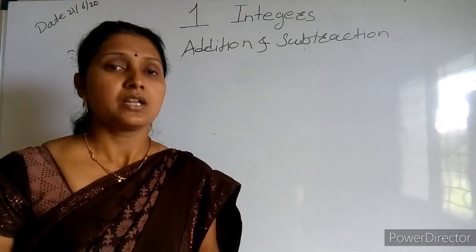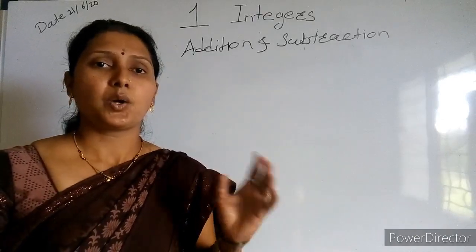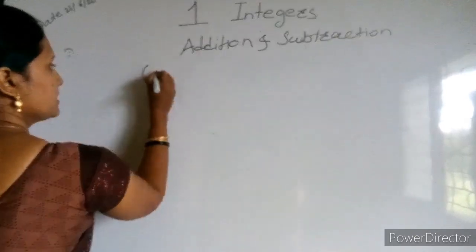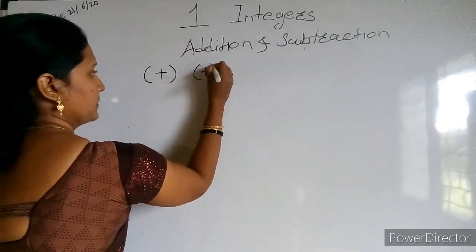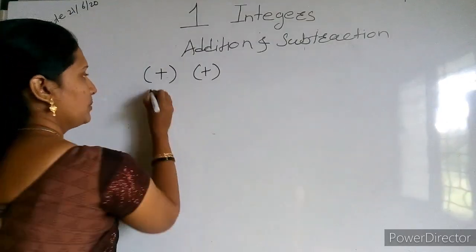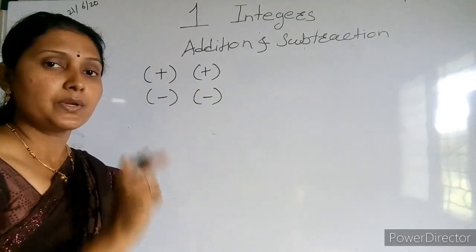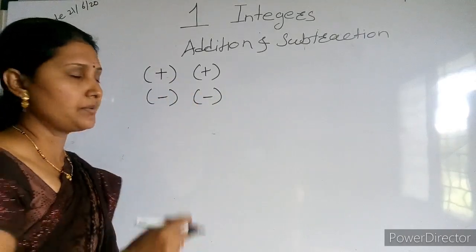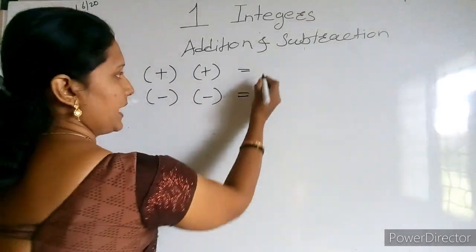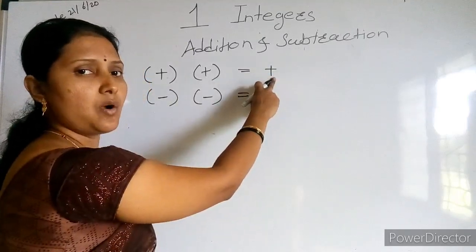Suppose the two integers are of the same type, meaning both are positive or both are negative. In that case, what do we have to do? We always do addition and give the respective sign, or the common sign.